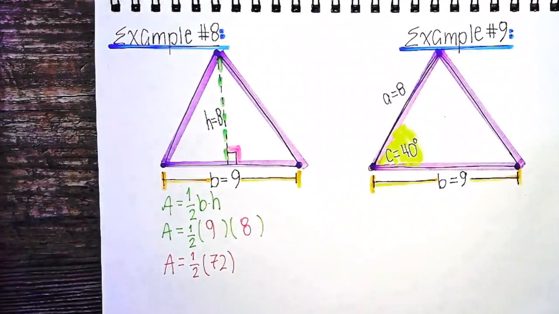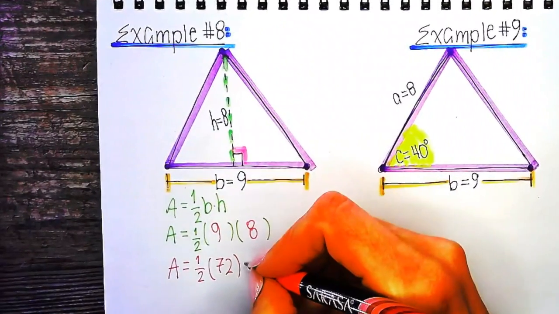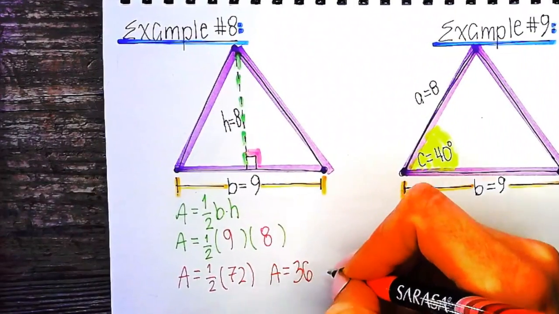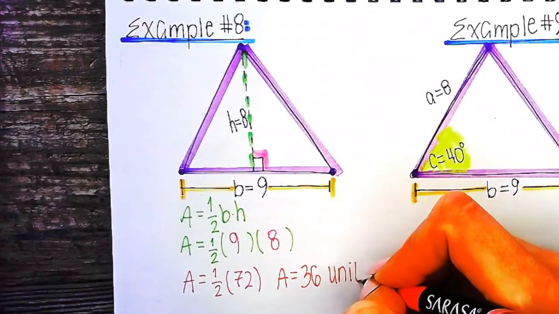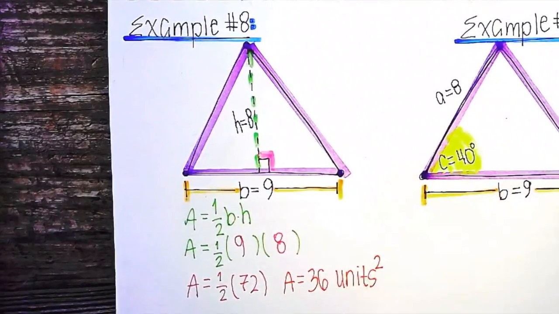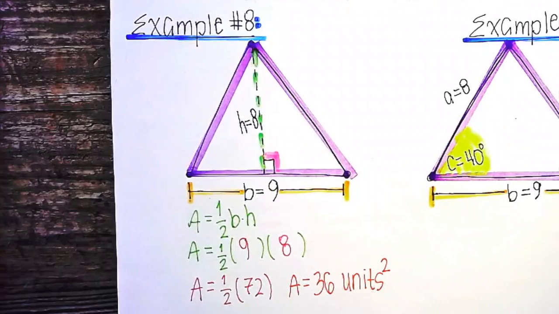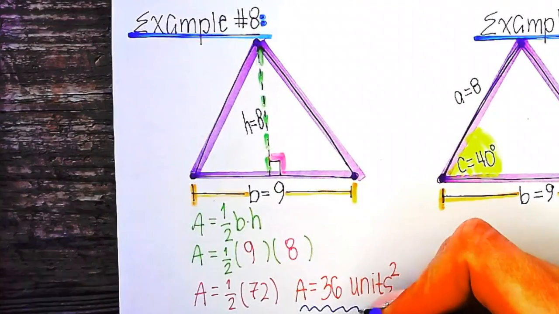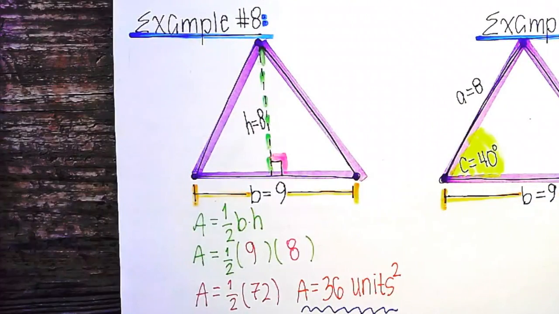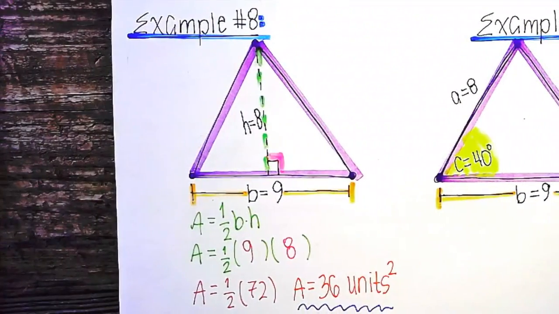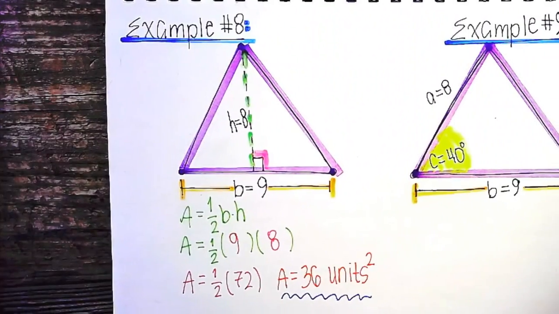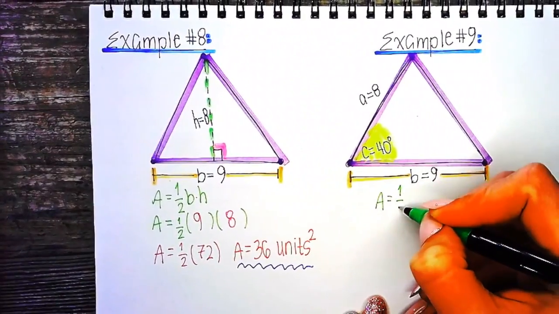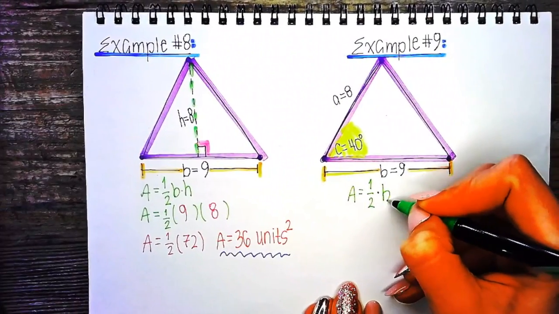An altitude can be represented by a dashed line which will run perpendicular to the line on which the base lies. My base is 9, my height is 8. 1/2 base times height, we got 36 units squared for the area for example 8. However, when you're faced with an example like example 9, you can't use 1/2 base times height right away. We can use it, but it's going to take a little bit of work on the side before we can really get this to work the way we'd like.